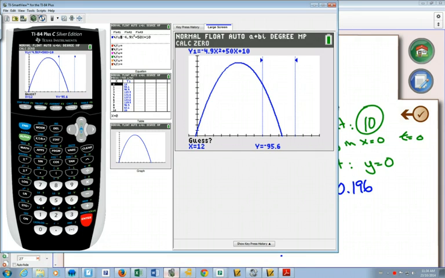Is my X-intercept between those 2 arrows? Otherwise, your calculator will say error. Is there an X-intercept between those 2 lines? Yes, there is. So now when I say enter on the guess, it tells me what it is exactly, 10.4. So the other one is when t is equal to 10.4.